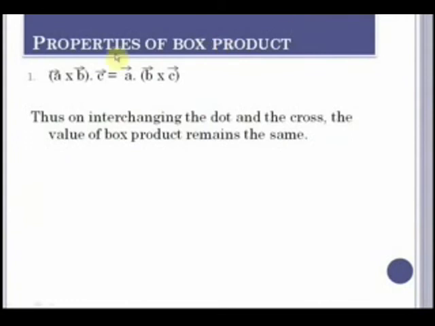Now let's see some of the properties of this box product. The first is A cross B dot C is equal to A dot B cross C. Thus we see that on interchanging the dot and the cross, the value of the box product remains the same. So we can interchange the position of cross and dot. That is, we can put a dot over here and a cross over here, or a cross over here and a dot over here. Thus the value of the box product remains the same even on interchanging the dot and the cross.